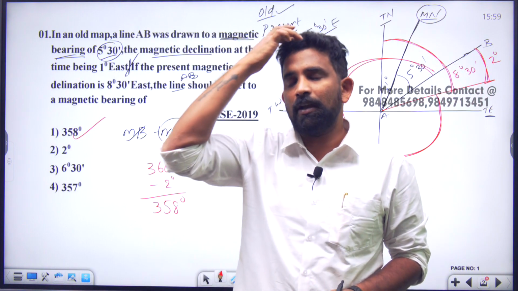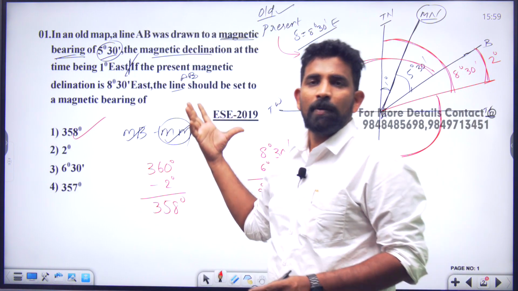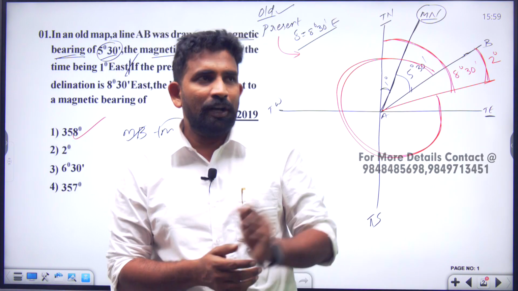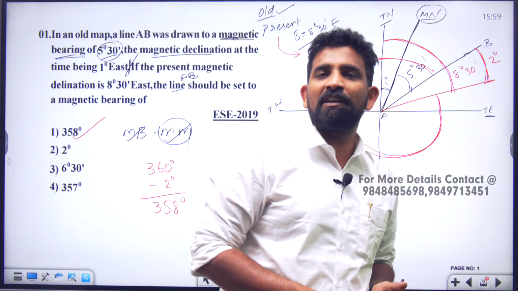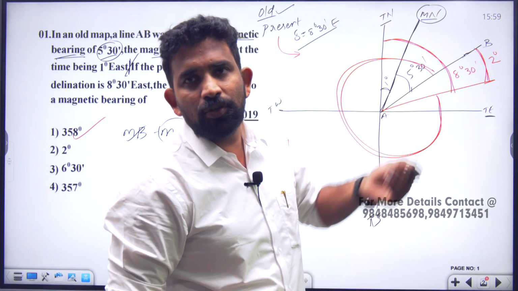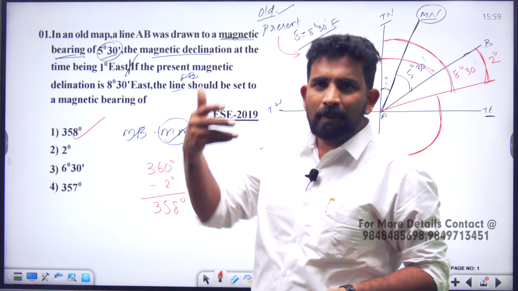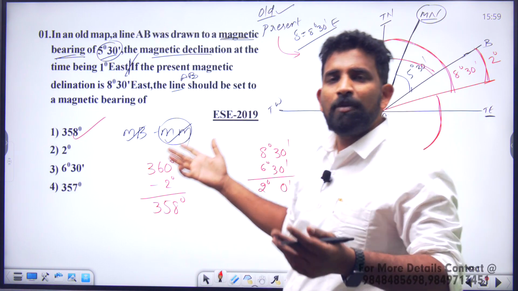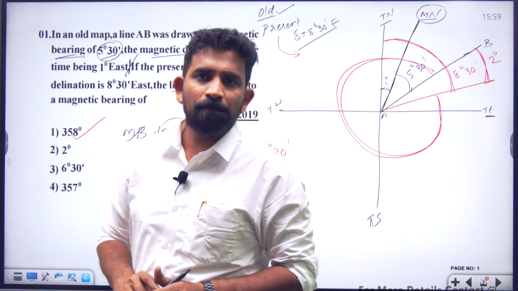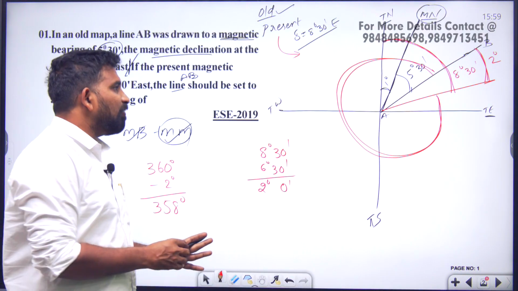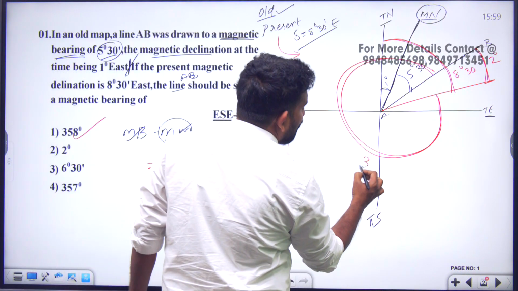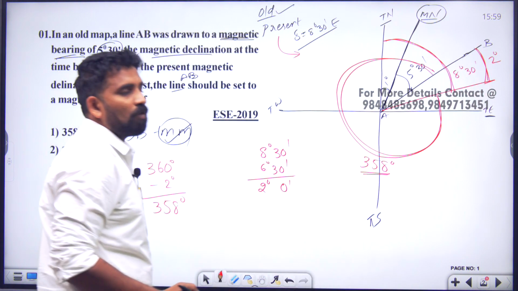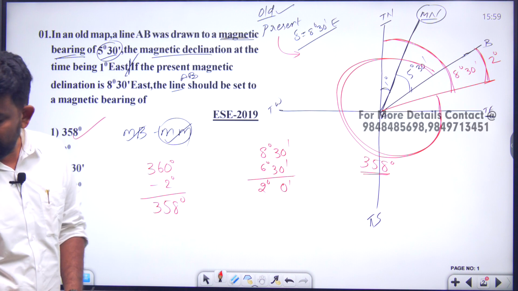But if you observe the same question in any kind of materials, they will be giving formulas like: true bearing is equal to magnetic bearing plus or minus declination. Of course we can solve with those formulas also, but there is no need to remember them, because diagrammatically we will be able to solve these questions very easily. From this question itself, the angle that we need is 358 degrees. Very simple, very easy. Now let us see the next question.